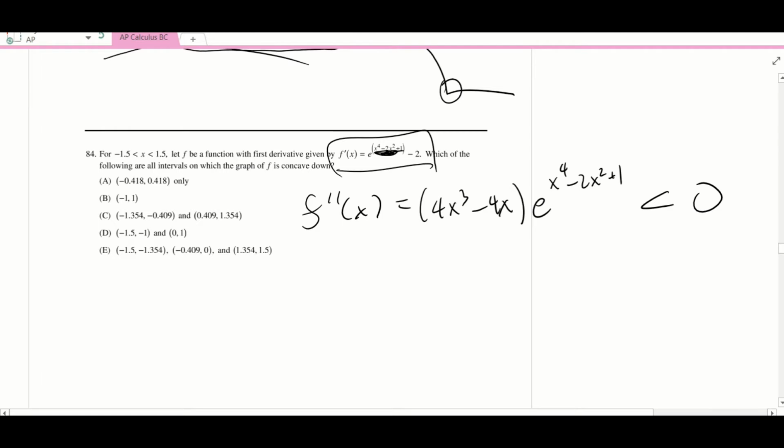So we can just graph this, right? We can put this into the y equals the y variables. So 4x to the power of 3 minus 4x times e to the power of x to the power of 4 minus 2x squared plus 1. And then we can graph this.